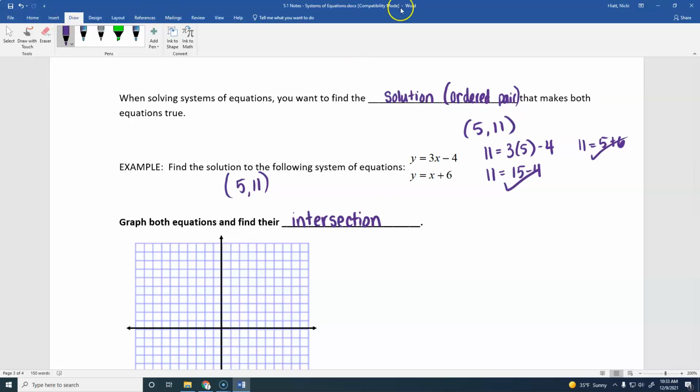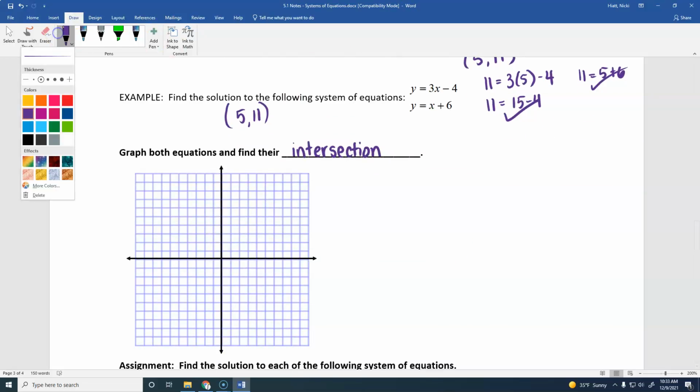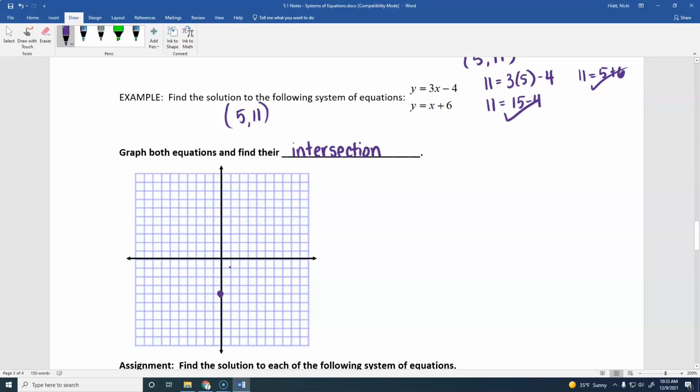All right. Okay, so if I graph both of these, I've got the first one, a y-intercept at -4, a slope of 3. Please draw your line before you start graphing the next one. Because if you don't, all the dots start to run together and you might do crazy stuff.